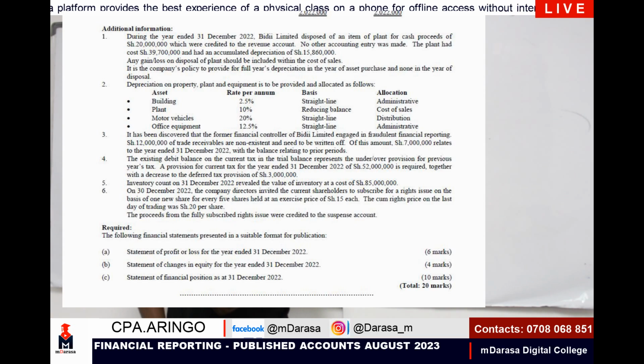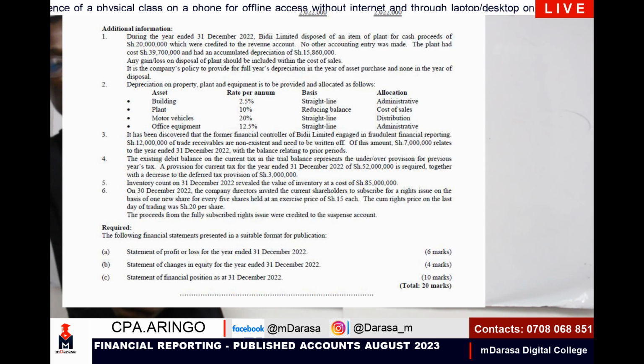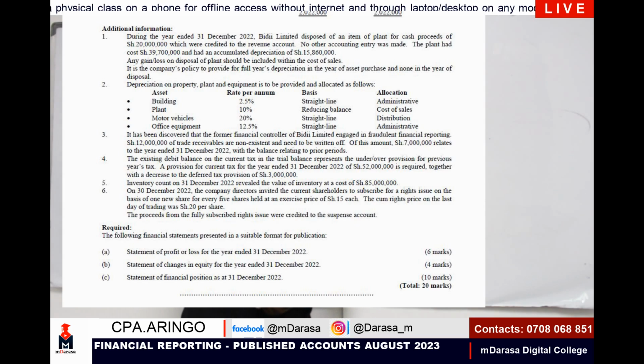And if you can recall the double entry on disposal, whenever you're receiving any cash on disposing of your asset, you should know very well that the account to be debited, of course, is your bank or cash. The account to be credited, of course, is what? Your disposal account. Continuing with that, you're told that this was credited to the revenue account, right? No other accounting entry was made, so you need to make that entry.